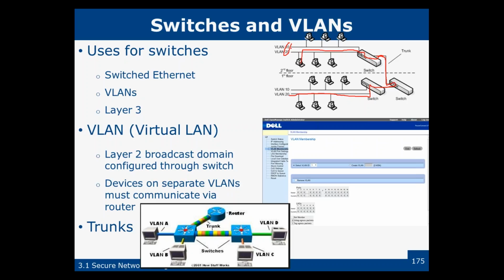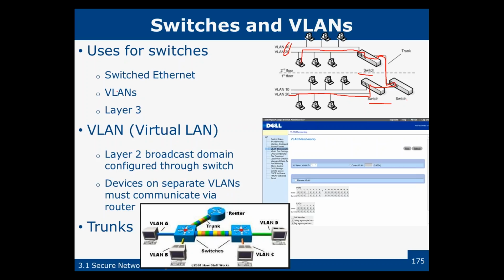If I want to go from VLAN 10 to VLAN 20, in this one I can't do it because these are all switches. I need a router in order to do that. So a VLAN is a layer 2 broadcast domain configured through a switch. The devices on separate VLANs must communicate via a router.